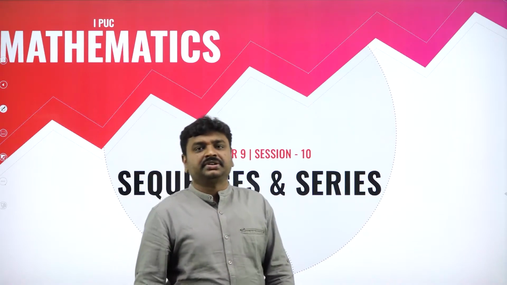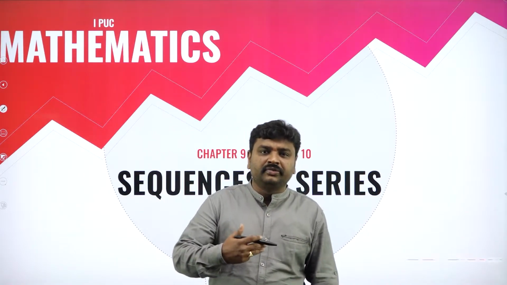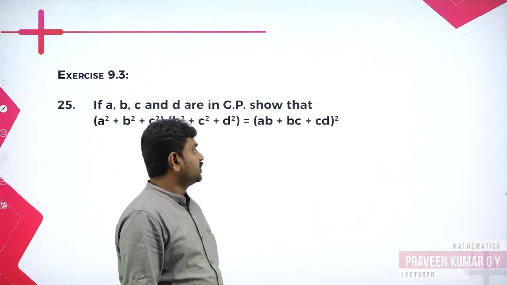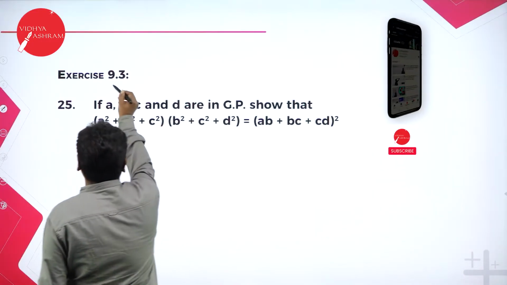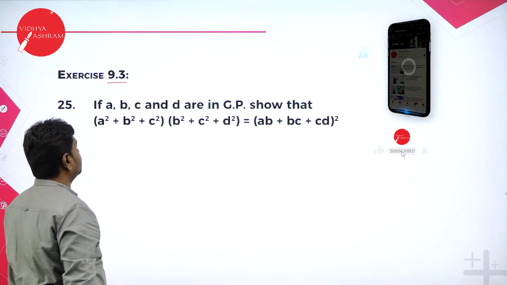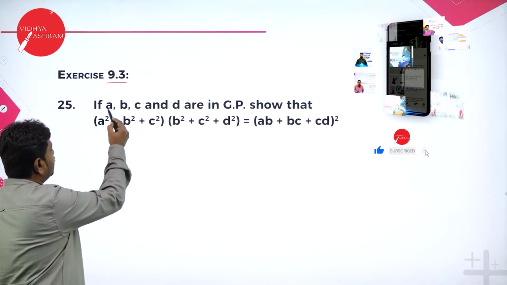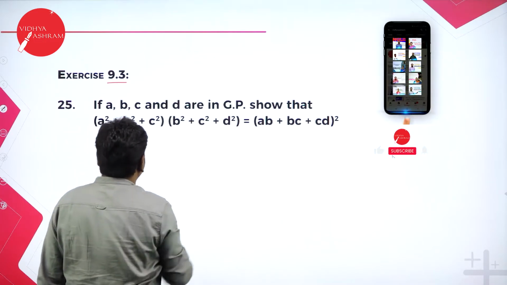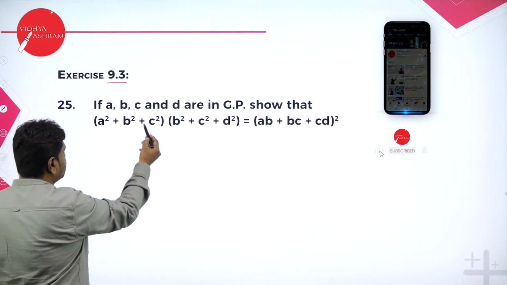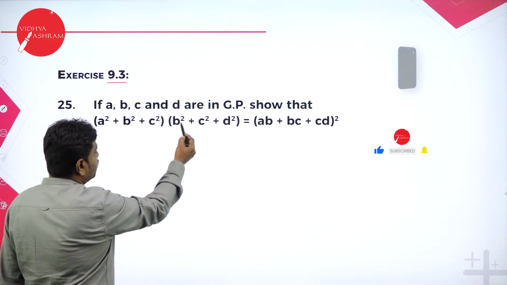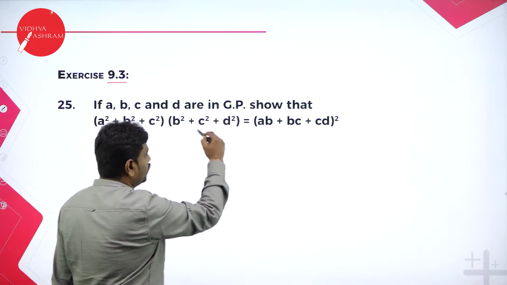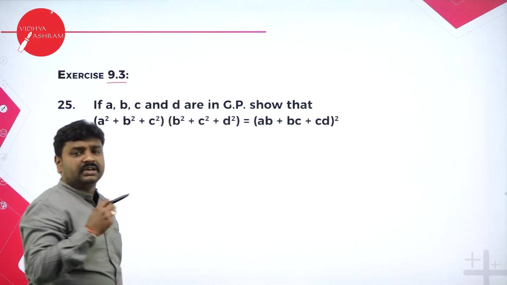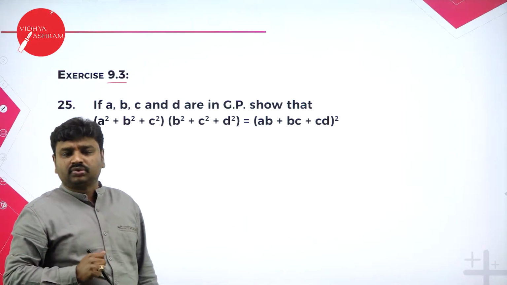Welcome to the session, dear students. Today we'll go ahead with the problems of sequence and series, that is exercise 9.3, problem number 25. So they gave: if A, B, C and D are in GP, show that (A square plus B square plus C square) into (B square plus C square plus D square) is equal to (AB plus BC plus CD) whole square. See here, there are two methods to solve this.